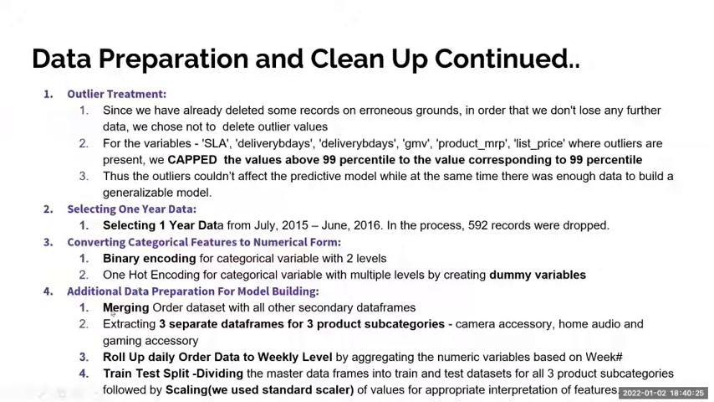Here we did merging and then extracting 3 separate data frames. This is what we're supposed to do. We needed 3 product subcategories: camera accessory, home audio, and gaming accessory. We used typical Python concepts like groupby to come up with these 3 data frames for the 3 product subcategories. Then we rolled the data up to the weekly level, which for 1 year is around 53 weeks.